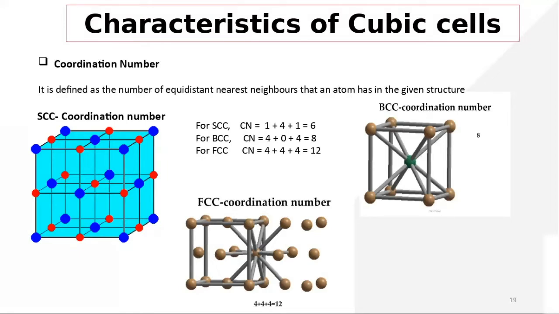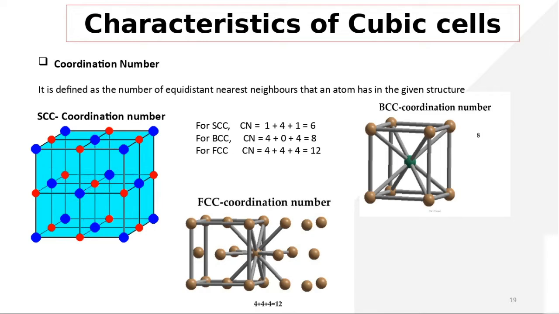So you can see here, if we talk about this atom, there are 6 in total. These are the atoms that I am circling here. These are the equidistant neighbors, and those are closest to this particular atom. And why are we not talking about this atom? Because it is not at an equal distance.